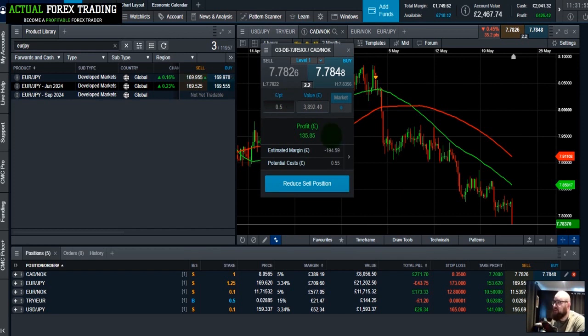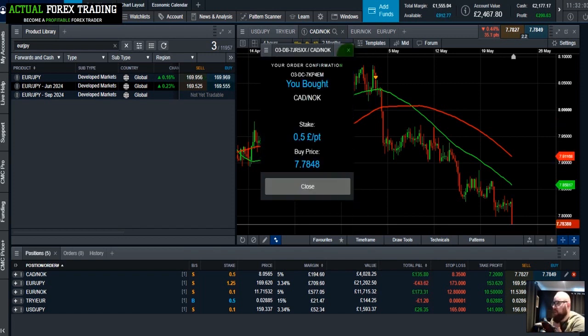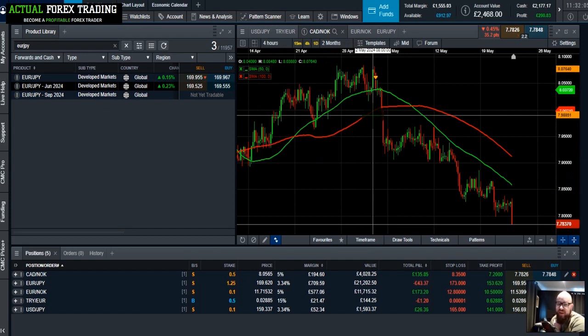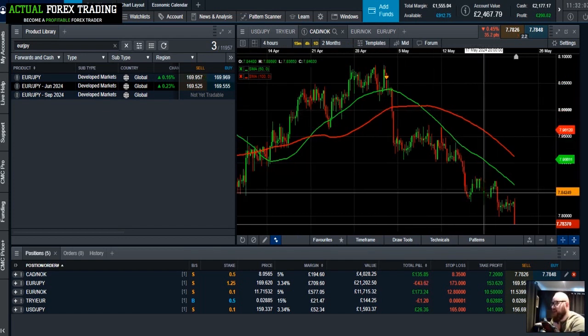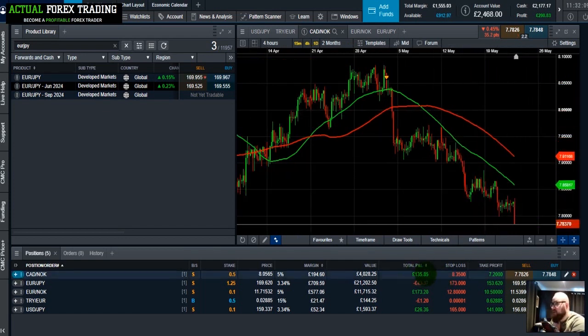So £135. I've already taken some profit, I think about 120. So that gives me about 250 so far on this trade. So 1 to 5 banked already, and I'm going to continue following the trend. So happy with that. That's in the kitty.